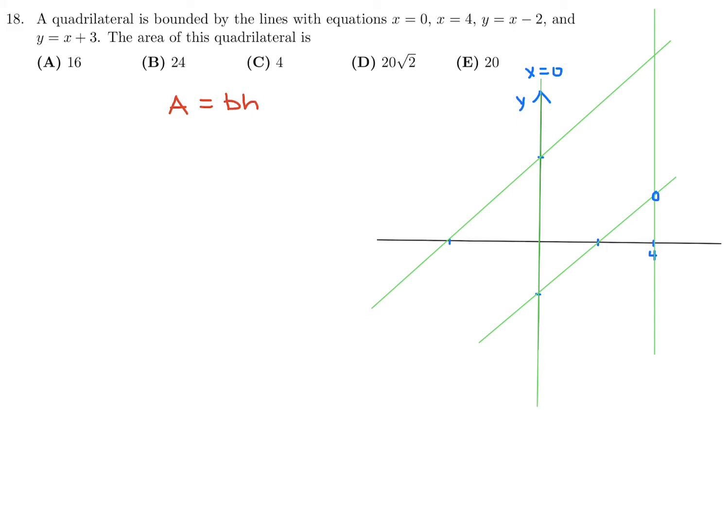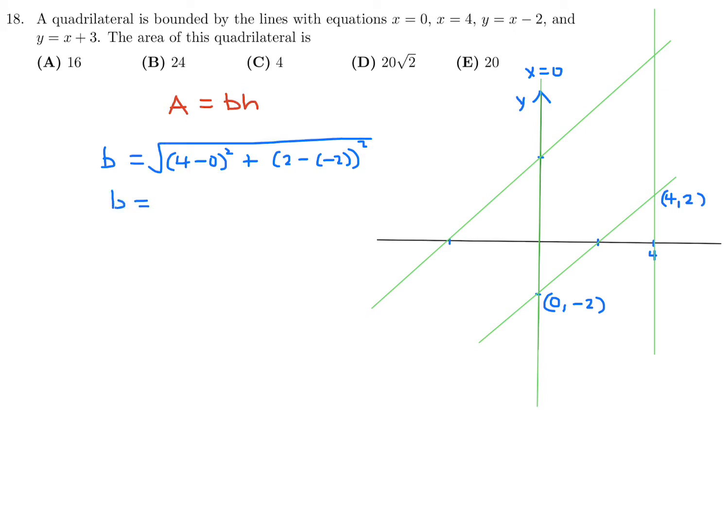This point right here, that one is 4 and 2. And this point right here, well, that is 0 and negative 2. So using the distance formula, we can easily figure out that distance. So that's a base. 4 minus 0 squared plus 2 minus 2 squared, and the square root. So that's what, 16 plus 16. So that's 4 root 2. Yeah, root 32 basically.